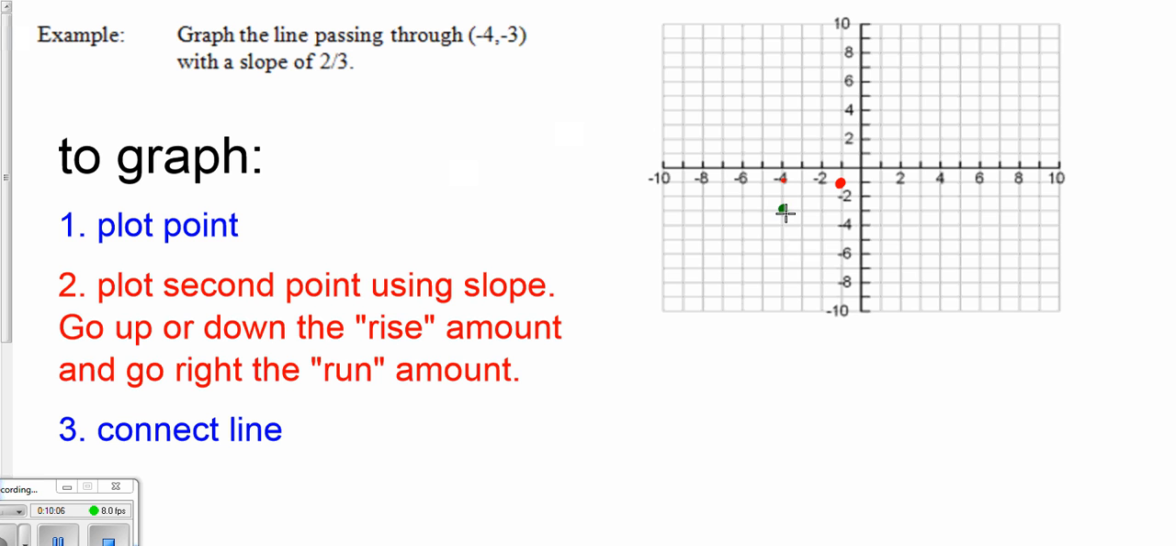Now all we got to do is connect that line. It's going to go right there. And if we extend it, it's going to go right there. So that would be our line that goes through (-4, -3). This green spot right here has a slope of 2/3. So remember, up 2 over 3.